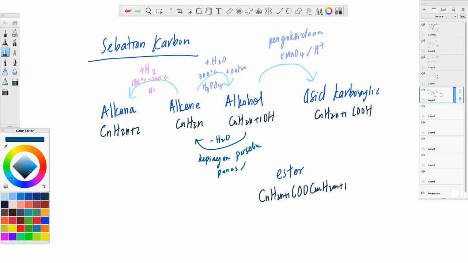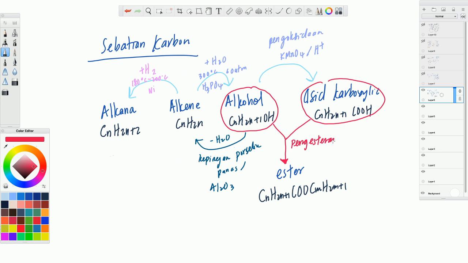Atau kita boleh gunakan aluminium oksida. Okey, akhirnya alkohol dan asid karboksilik bergabung menjadi ester. Ini dalam proses pengesteran. Dalam proses pengesteran kita menggunakan mangkin asid sulfurik pekat.